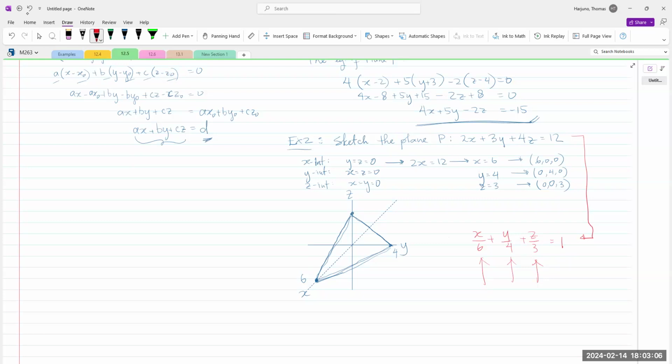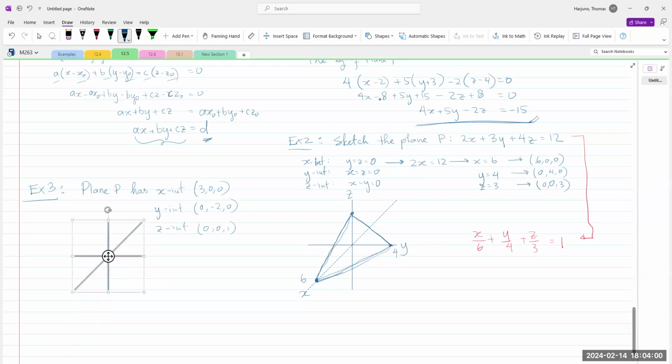Okay, but what if we reverse the situation? What I'm saying is, suppose I give you a sketch, or I give you 3 coordinates, the x, y and z intercepts of a plane. A plane P has x-intercept (3, 0, 0), y-intercept (0, -2, 0), and z-intercept (0, 0, 1). Find the equation. Of course, you may think, oh, I need to graph that first. Actually, no, you don't need to graph that first. But if you want, you can.